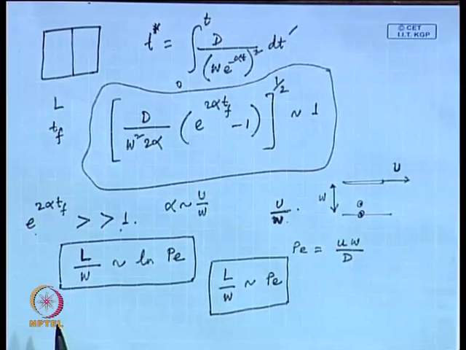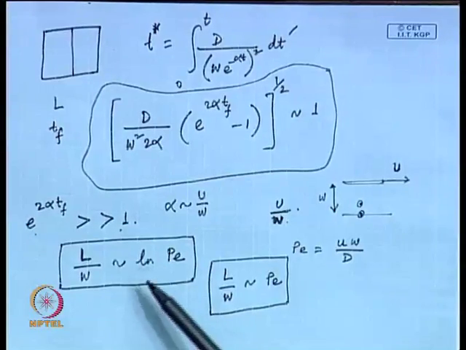So, you call it the mixing length. That means the length of the mixer that you should have to ensure that all the constituents that are coming out are well mixed, right. So, that is the L. You can call L the mixing length, that is the length required.